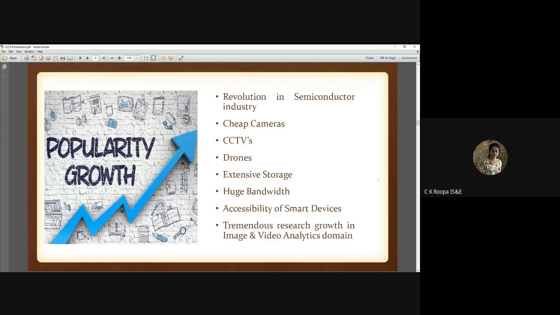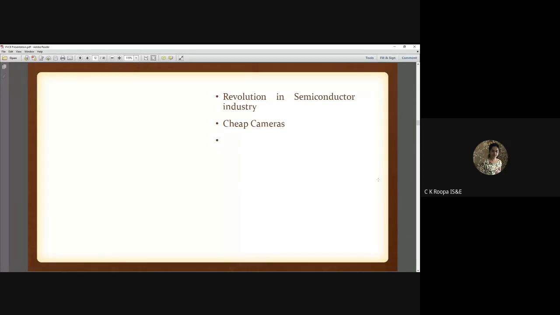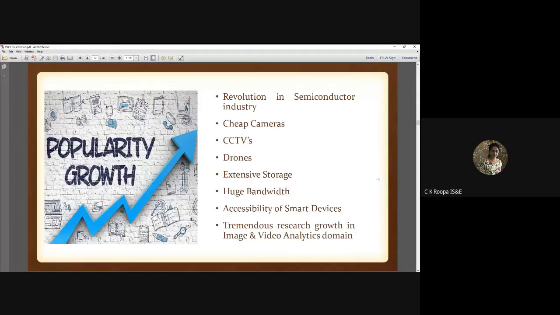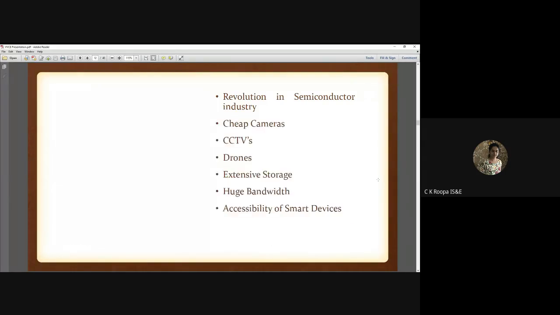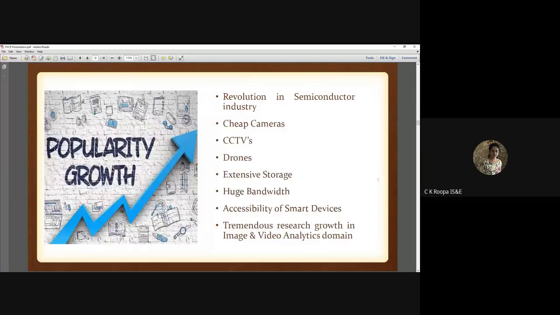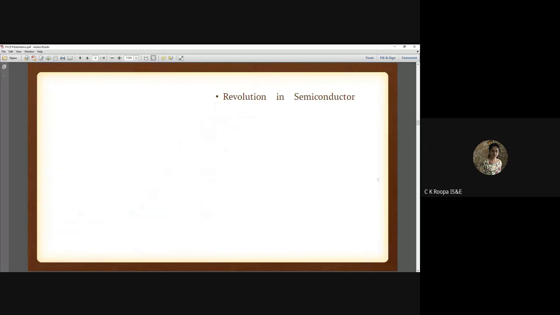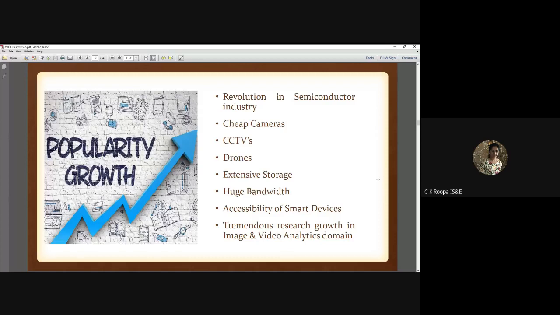So for example, you are attending an FDP, right? So participants are there from Jammu and Kashmir to Tamil Nadu, and similarly from Assam to Gujarat to Rajasthan, right? So you see, we are just connected, right? By using smart devices, either your smartphone or your laptops or whatever it is, right? And all these are possible because of the tremendous research growth in a very interesting domain, that is image and video analytics, right? So image and video analytics.